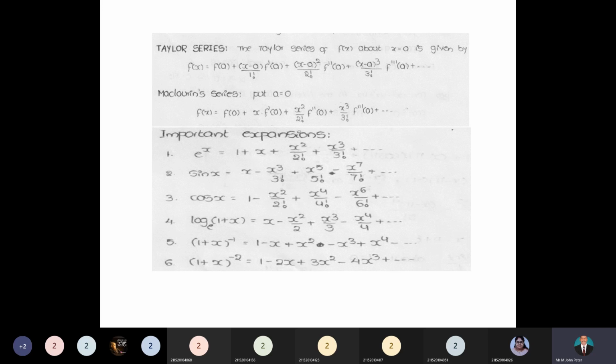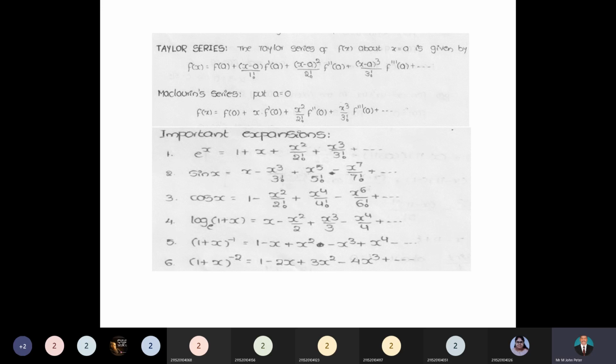Similarly for cos x, we get even powers of x, with the first term a constant, pure 1. That is 1 minus x square by 2 factorial plus x power 4 by 4 factorial minus x power 6 by 6 factorial plus x power 8 by 8 factorial minus x power 10 by 10 factorial. Like that you will get the series. And log of 1 plus x, base e, is x minus x square by 2 plus x cube by 3 minus x power 4 by 4 plus and so on.